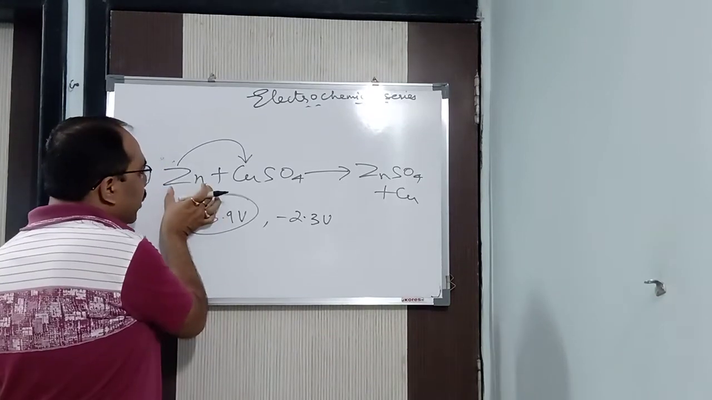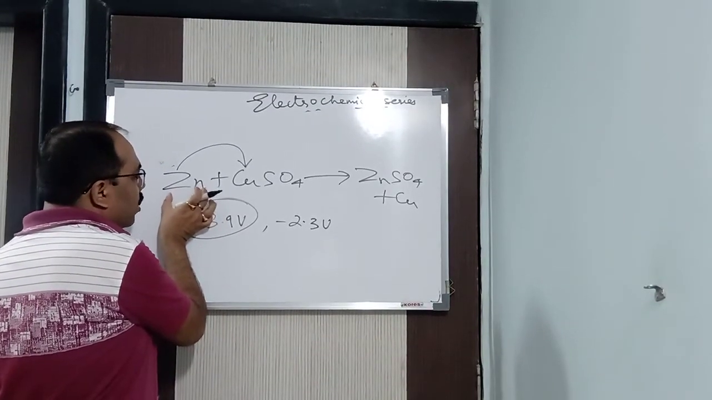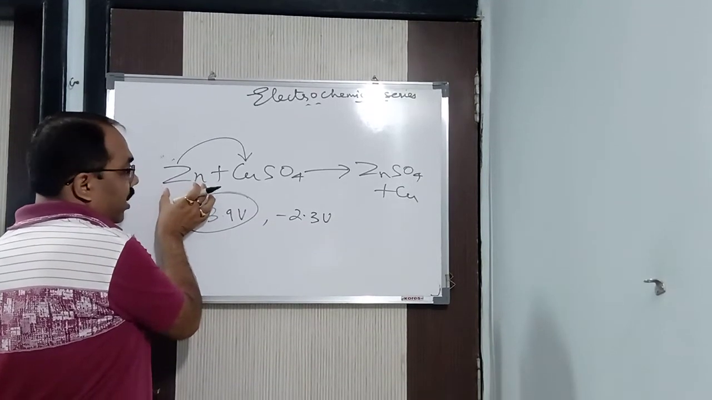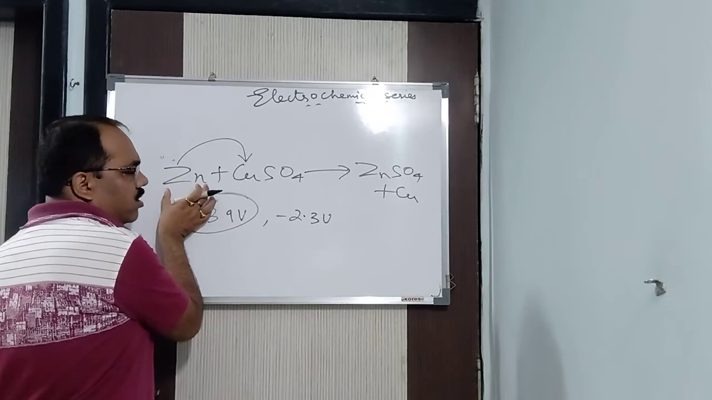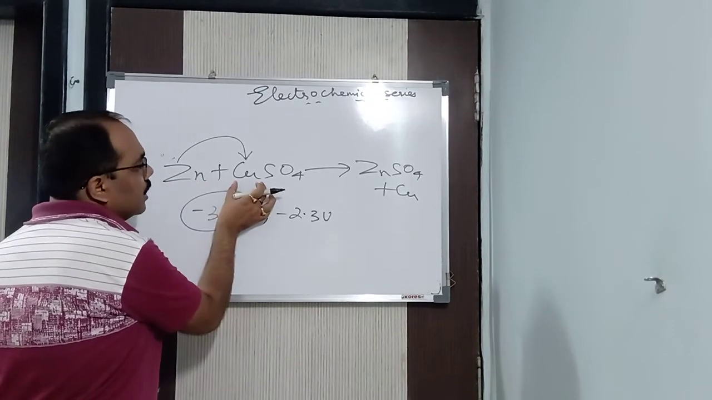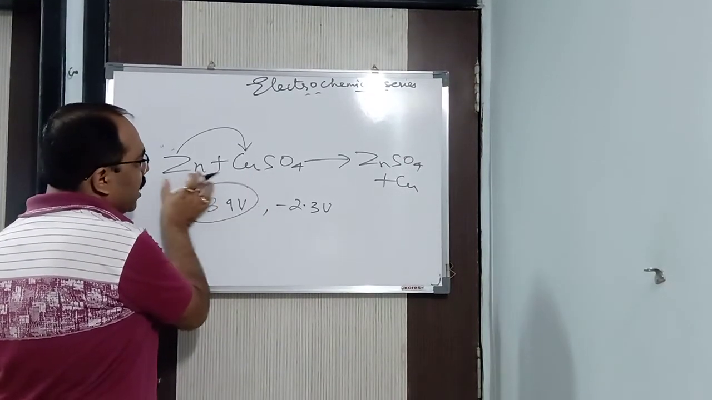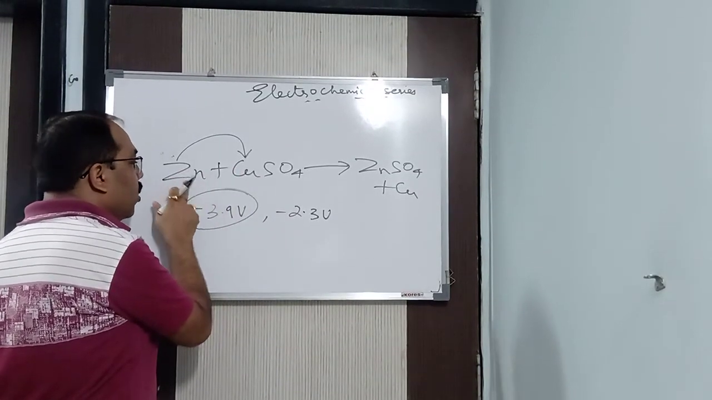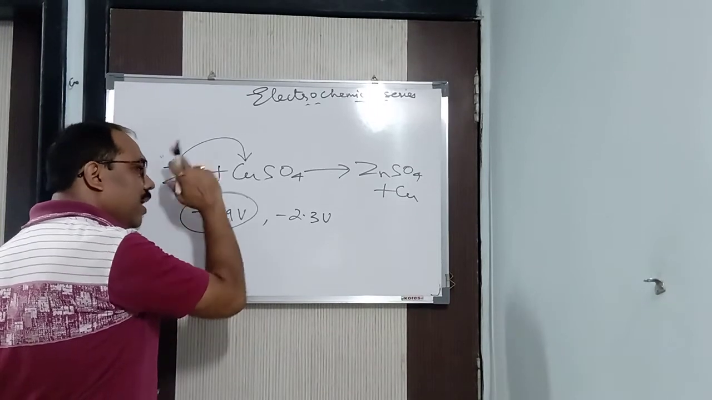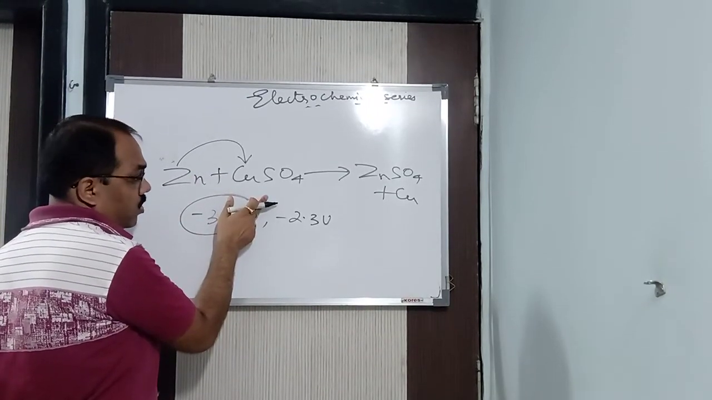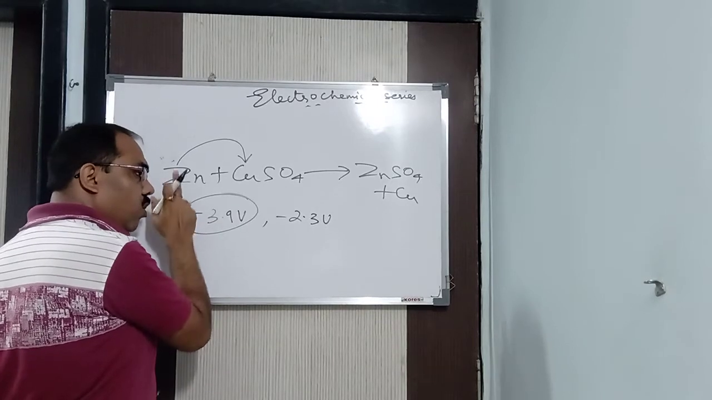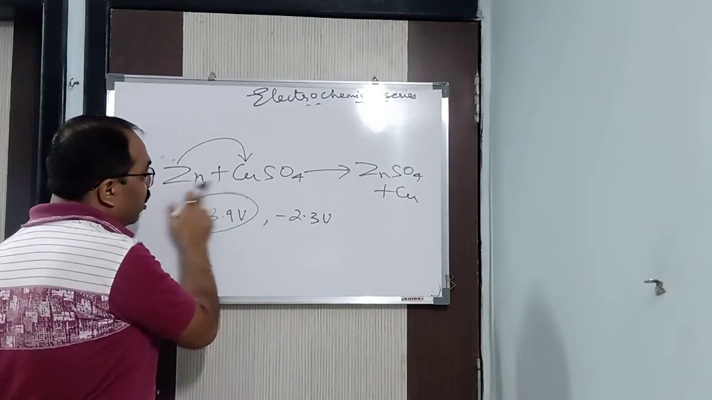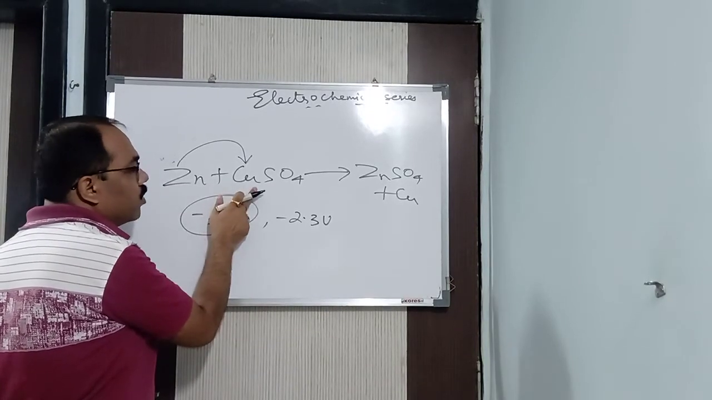So this element has more oxidation potential, because it is having negative reduction potential, so it gets oxidized more easily than this. Or in terms of electrode potential, the one which has the lower reduction potential can displace the element which has the higher reduction potential. The one which has the lower reduction potential, meaning a negative value, can displace the element which has a positive value.